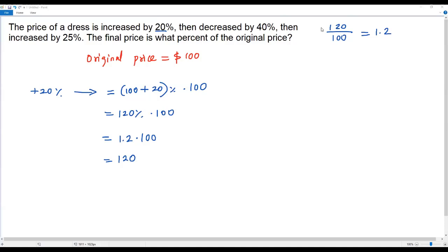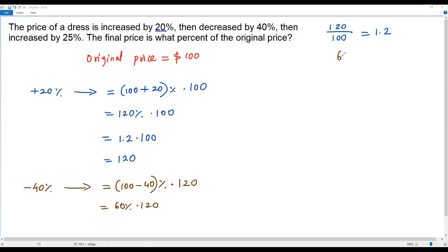Okay, now this price has to be decreased by 40%. So what is the price after 40% decrement? To do that, we have to subtract 40 from 100. Because here it is decreased by 40%, I subtract the given percentage 40 from 100 percentage times this price, the price after 20% increment, that is 120. So 100 minus 40 will become 60% times 120.